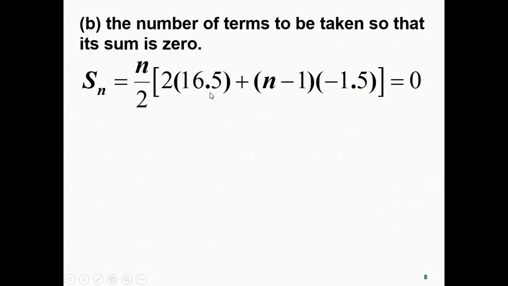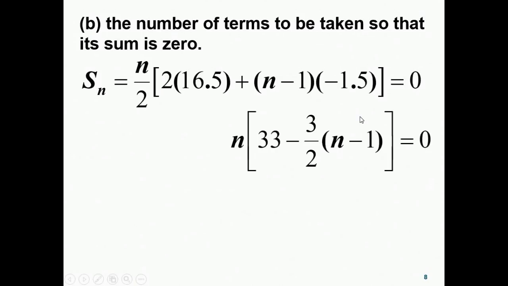Substitute a with 16.5 and d is equal to negative 1.5. Therefore, 16.5 times 2 is equal to 33, and negative 1.5 is equal to negative 3 over 2. Sn is n over 2 times 0, which is equal to 0. So now simplify the expression in the bracket. So we have 66 minus 3n plus 3. The 2 over 2, 2 times 0 is 0. So this is our expression.